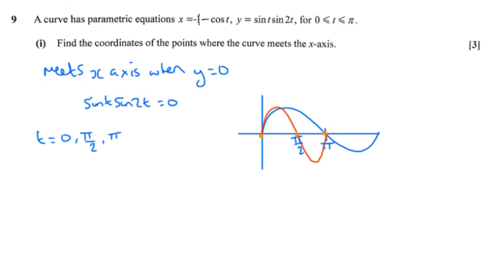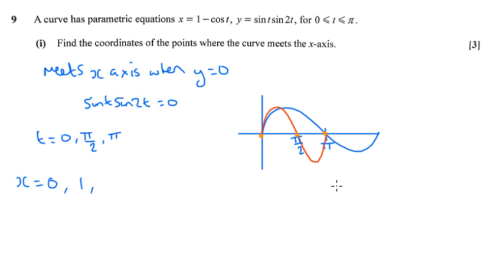When we substitute those in for the x coordinate, because we need the x coordinates, we're going to get x is equal to 1 minus cos of 0, and cos of 0 is 1, so that's 0. Cos of pi over 2 is 0. So we're going to have 1 minus 0, which is 1. And cos of pi is minus 1.